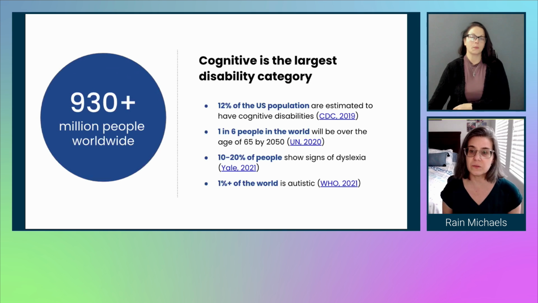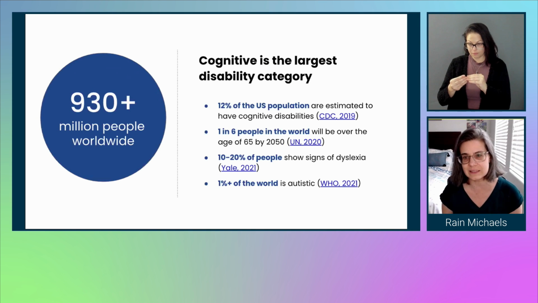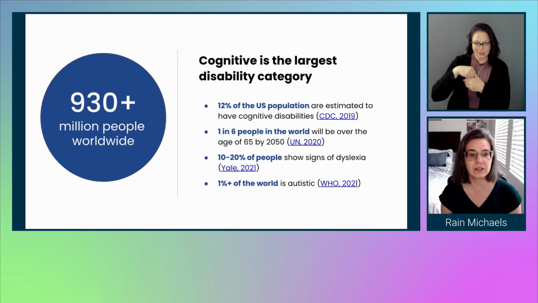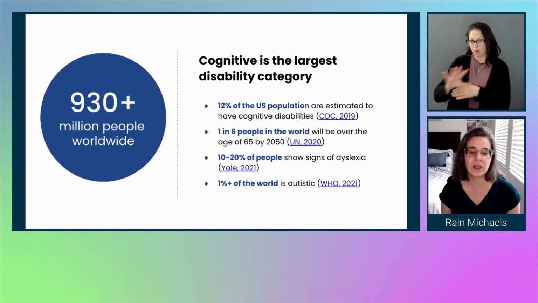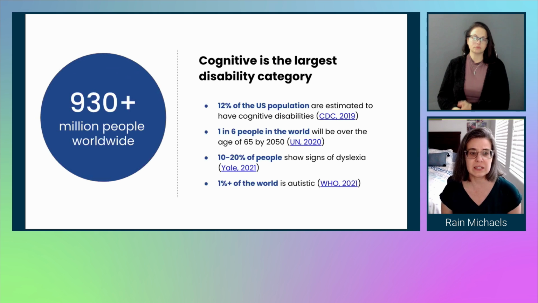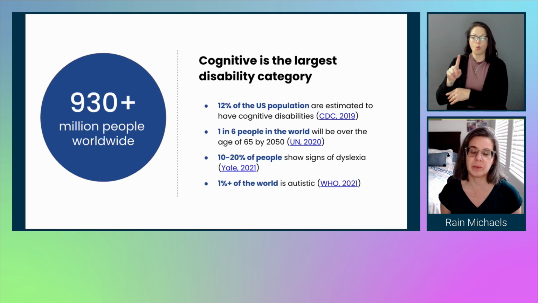Some of the reasons for this number, or some of the diagnoses and statistics that can go with these numbers, include looking at the US population, where in 2019, the CDC found that approximately 12% of the US population are estimated to have cognitive disabilities. The UN is projecting that by 2050, 1 in 6 people in the world will be over the age of 65.